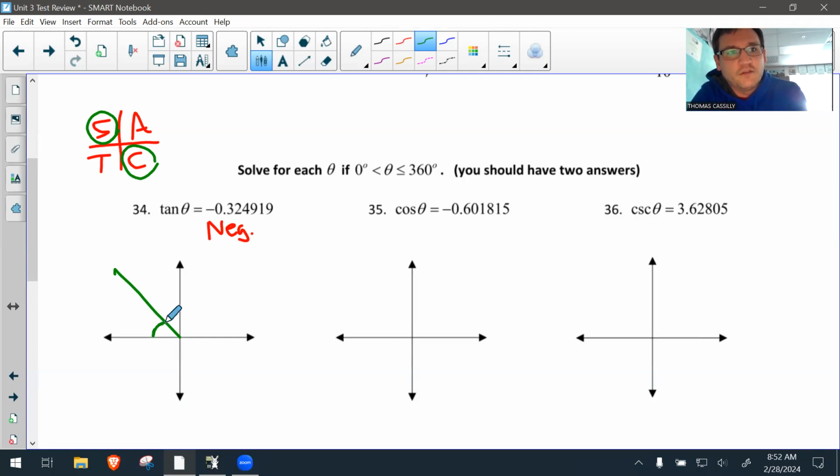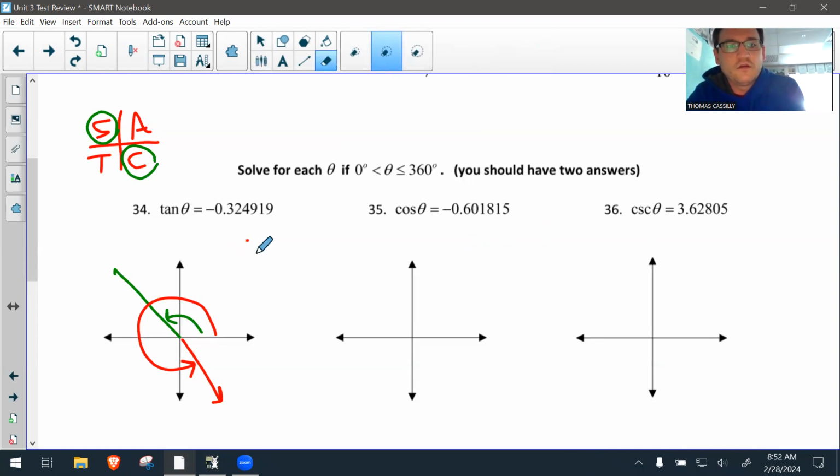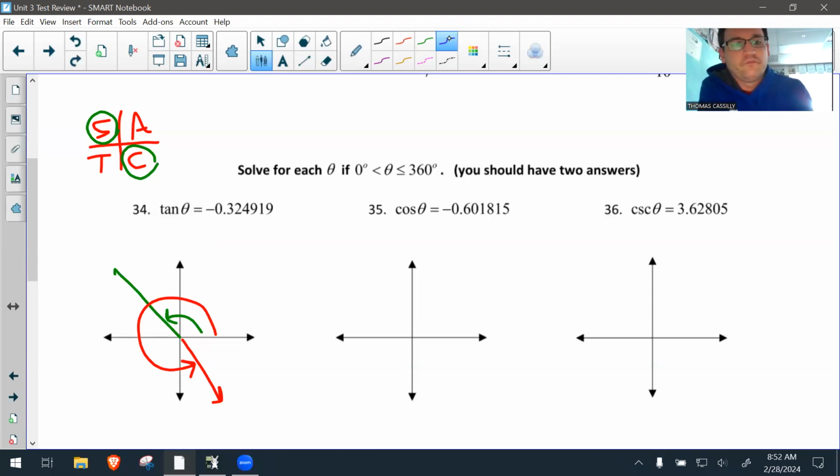whatever this angle is, and whatever this angle is. Those are the two values of theta. So first things first, to figure out our reference angle here, we have to do the inverse tangent of negative 0.324919. No human alive knows what that is.